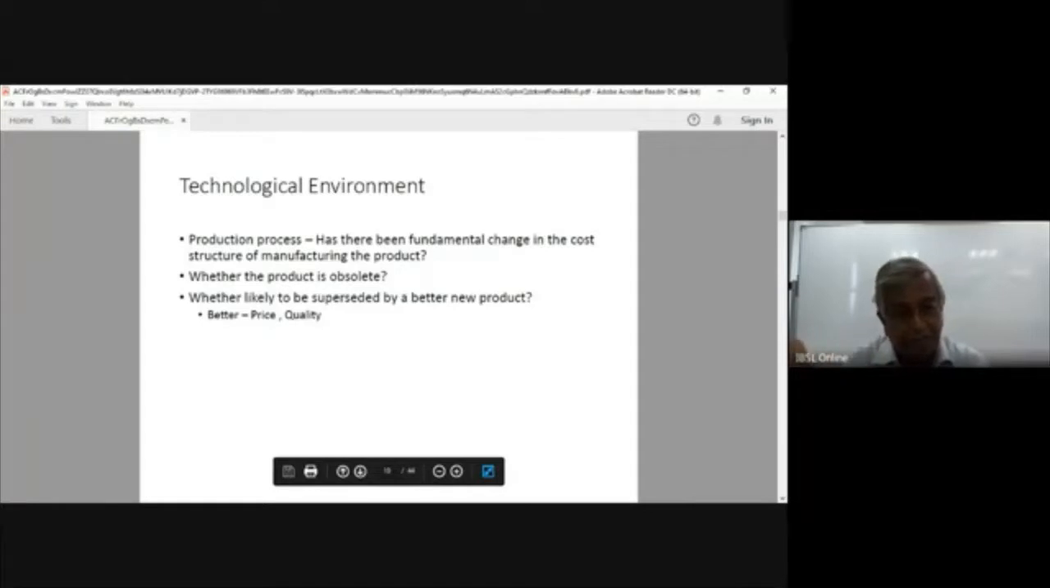So this is important: is the product likely to be superseded by a better new product? Yes. Certain products are there, and you must have an idea to judge whether a new product may come that is better than the current product in price or quality. If something comes like that, then the present product may go obsolete. So you have to judge the technological environment.